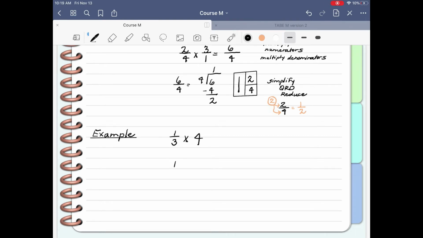So let's rewrite and put the 1 underneath the whole number. It needs a bottom, it has a top, and the 4 will always go on the top. Alright, so then you do top times top, that's 4, and bottom times bottom is 3. We need to simplify. We can't leave it top heavy. So this is a QRD.